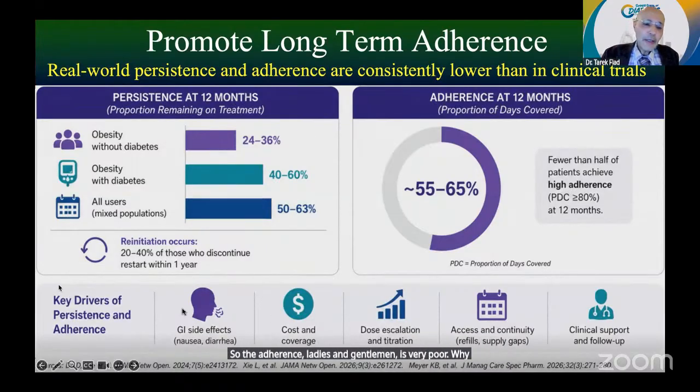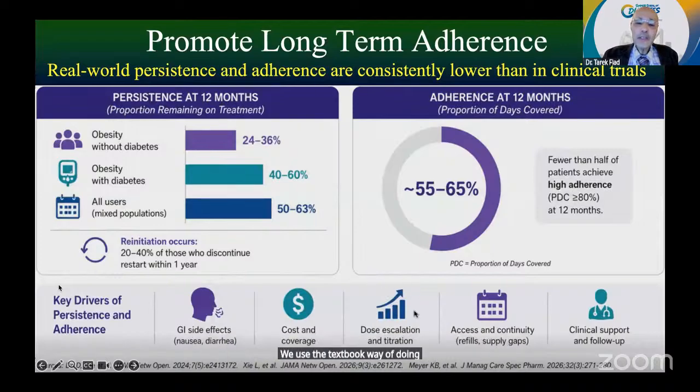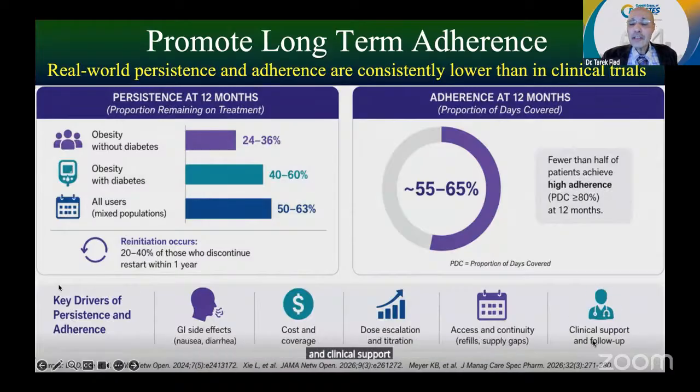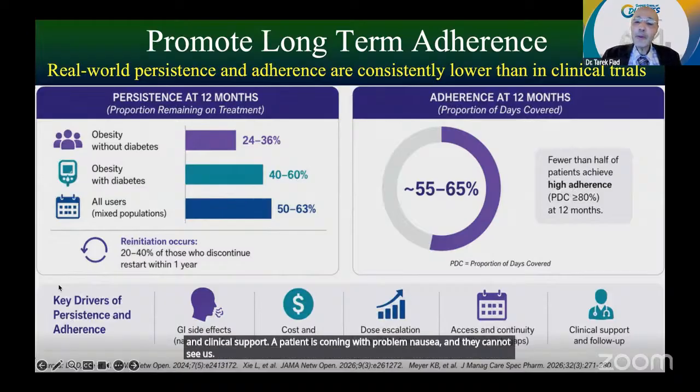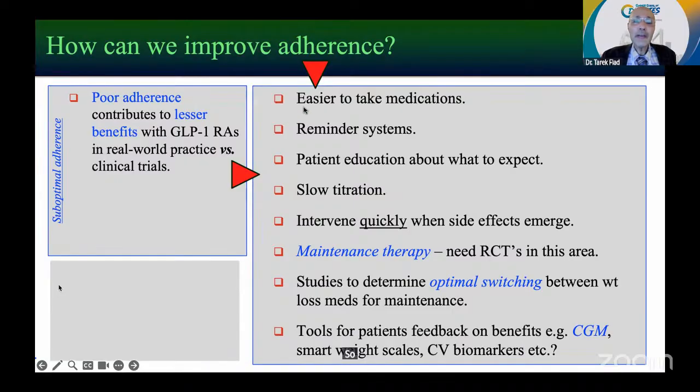Why? Because of GI side effects, because of cost, because we are escalating the therapy quickly. We use the textbook way of doing it when sometimes we should not. Access can be a problem. And clinical support: a patient is coming with nausea and they cannot see us. They will be given an appointment in 3 months when they are vomiting and whatever, and we cannot see them. So what can they do? Stop the therapy.